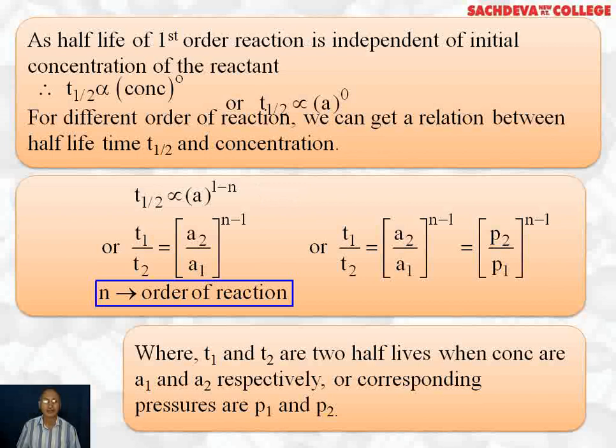is the order of reaction. t1 over t2 is equal to a2 over a1 raised to the power n minus 1, or t1 over t2 is equal to (a2 over a1) whole raised to the power n minus 1, which is also equal to p2 over p1 raised to the power n minus 1, where p1 and p2 are the corresponding pressures. t1 and t2 are two half-lives when the concentrations are a1 and a2 respectively, or corresponding pressures p1 and p2.